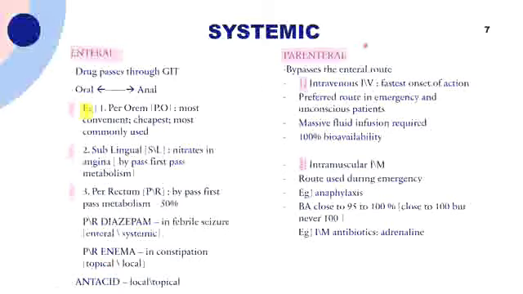Next, parenteral. Parenteral doesn't pass through the GIT. Examples are intravenous and intramuscular. Since they are given directly into the vein, it is the fastest onset of action, and it is the preferred route in emergency and in unconscious patients. It is also used when massive fluid infusion is required so that it gets circulated. And it has 100% bioavailability, as we told you what bioavailability is. Next, the intramuscular route is also used during emergency.